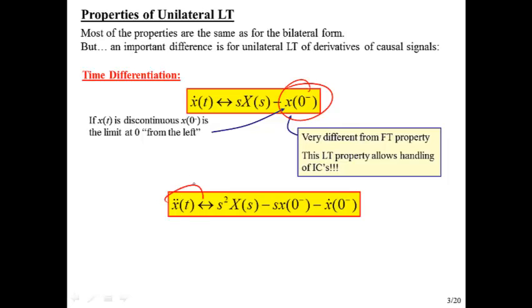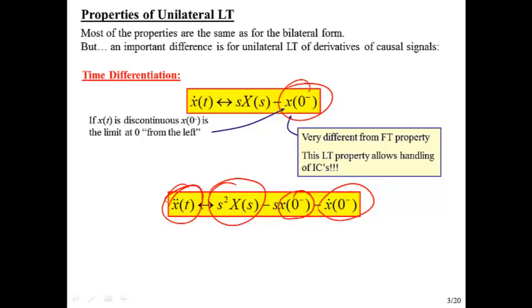For the second order derivative, it transforms into s squared times X(s). That's what we had for the bilateral case without any initial conditions. But now we see that we've got two initial conditions coming in: the initial value plus the initial derivative.